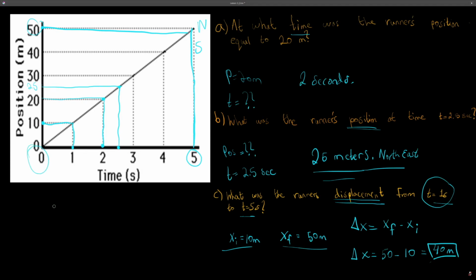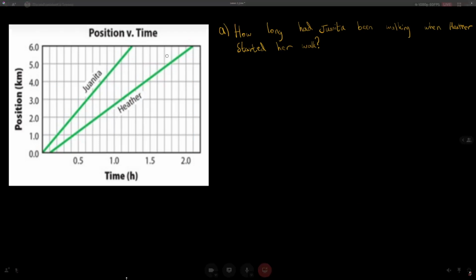So we wouldn't count it from t equals 0, we count it from t equal 1. That's why position is relative to the reference point. Kind of question you'll encounter in position versus time graphs are when there are two different objects or two different instances in one position time graph.